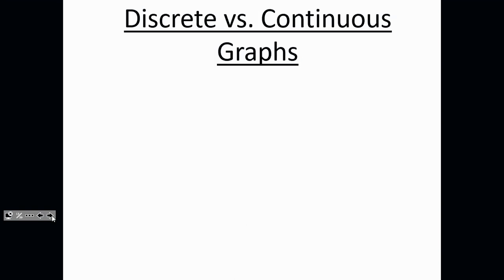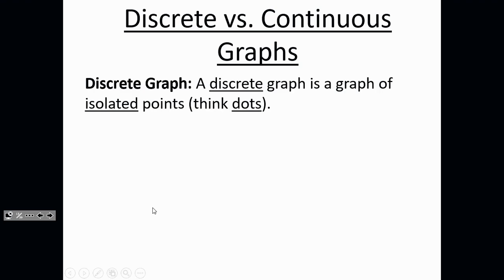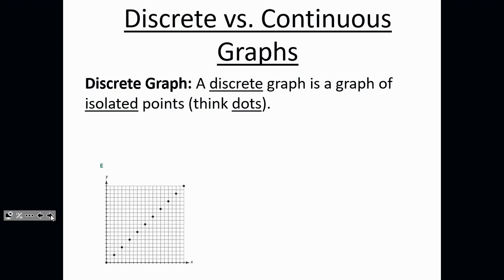All right, so under discrete and continuous graphs, we know from yesterday that a discrete graph is a graph of isolated points. So think dots. This is like the connect the dots before you connect the dots, just dots on a page. So it would look like this. See how they're just individual dots, no lines connecting the dots. This is a discrete graph. So I would encourage you to sketch this below your discrete graph.